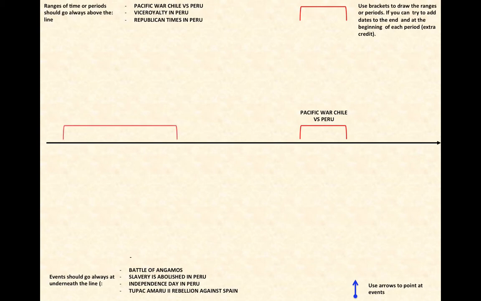Then I'm going to get the Viceroyalty. I know that the Viceroyalty in Peru is before the war in Peru, so I'm going to throw the range to the left, and I'm going to write the title on the top. Then I'll take my Republican times in Peru, that actually the Republican times begins when the Viceroyalty in Peru ends. So those two lines are going to touch each other. And at the end will be just today, 2020.